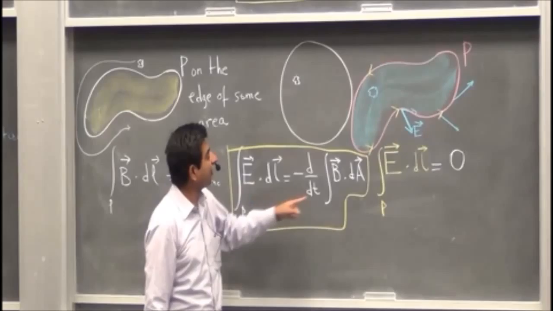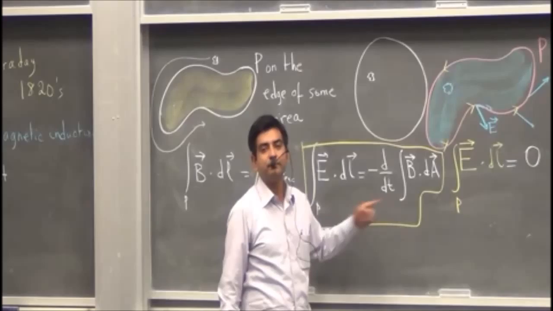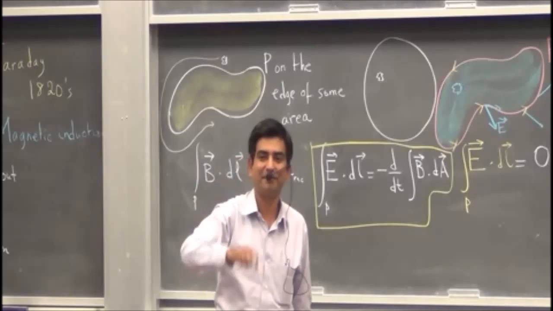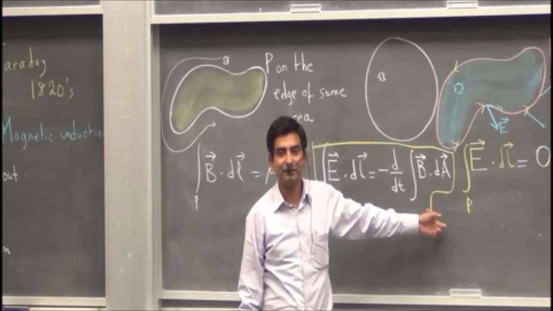So this is an integral of B dot dA. Now if you look at just this integral, B dot dA, first question. If you look at Gauss's law for magnetism, number 2, shouldn't this be equal to 0? Why shouldn't this be equal to 0? Should it be equal to 0? Tell me.